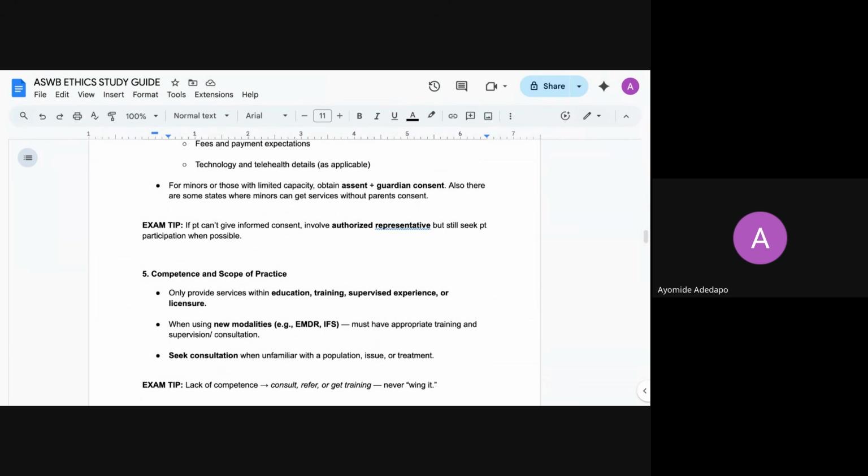Next, competence and scope of practice. This comes up on the clinical exam so much, and you need to understand it. Okay, so we only provide services within our education, training, supervised experience, or licensure, right? When using a new model, we must have appropriate training and supervision or consultation. We seek consultation when unfamiliar with the population, issue, or treatment, right?